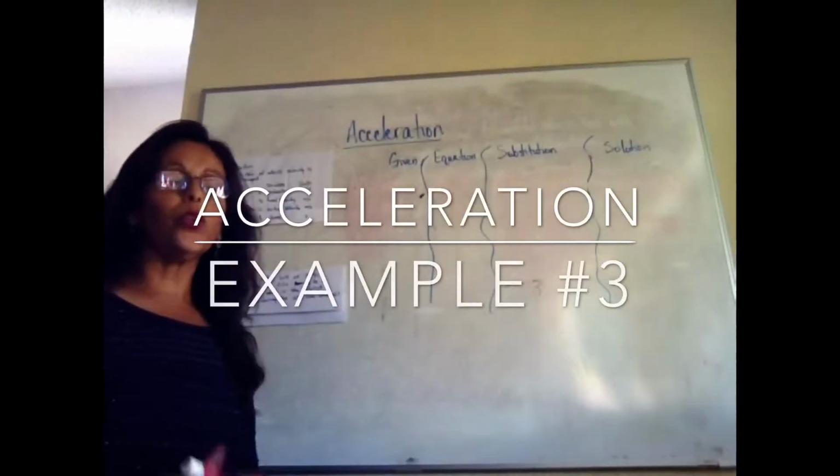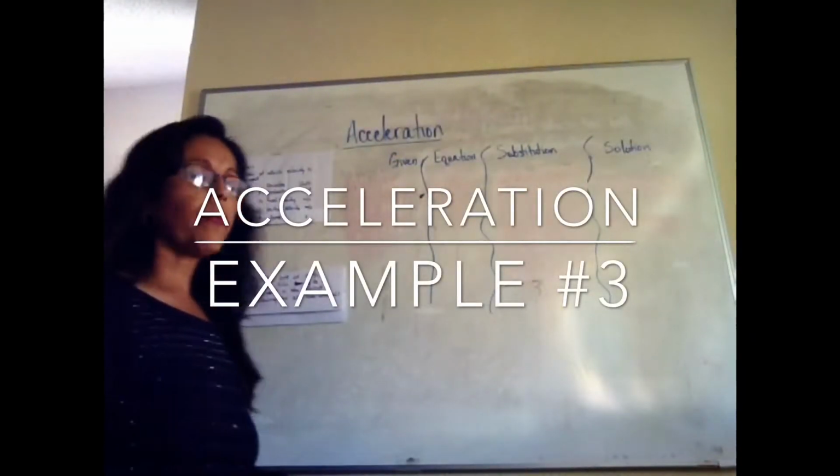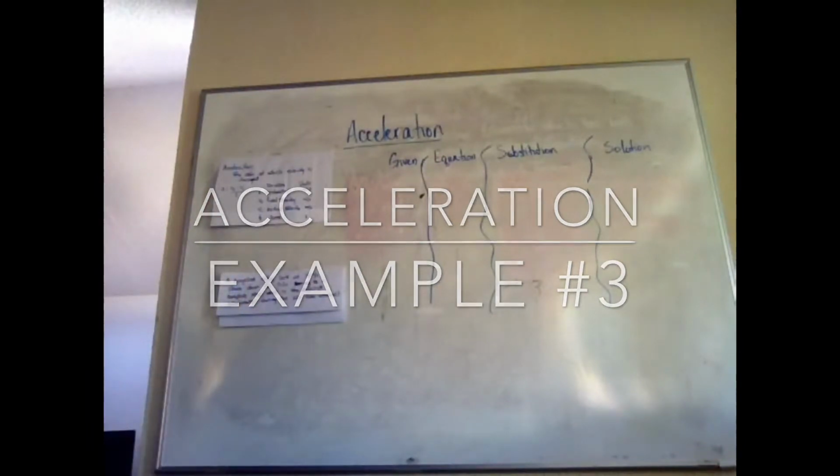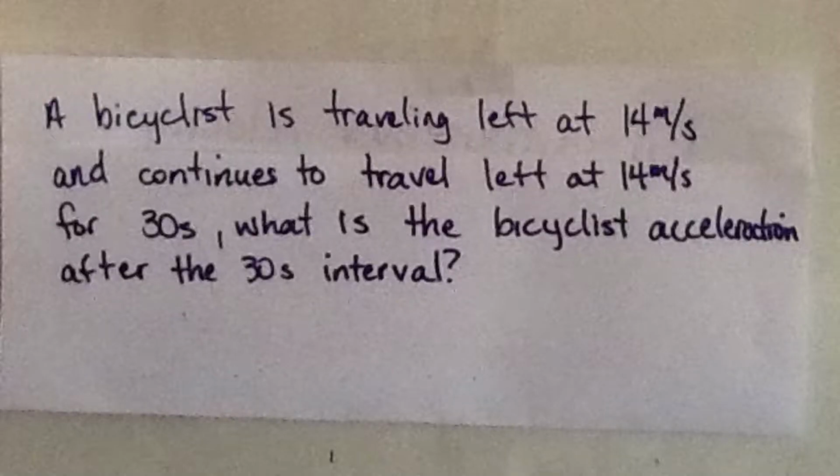One last example using the acceleration equation. A bicyclist riding left at 14 meters per second slows down for 3.0 seconds, coming to a complete stop. What is the bicyclist's acceleration during this 3.0 second time interval?